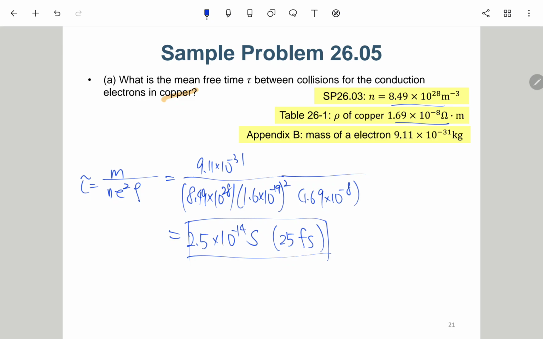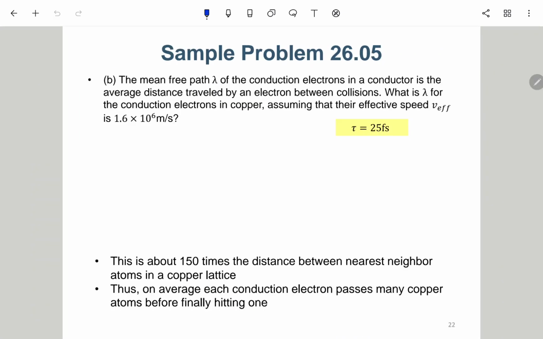Okay, so this is easy. We just plug in the number into the previous formula. For question B, it asks for the mean free path, tau, lambda.